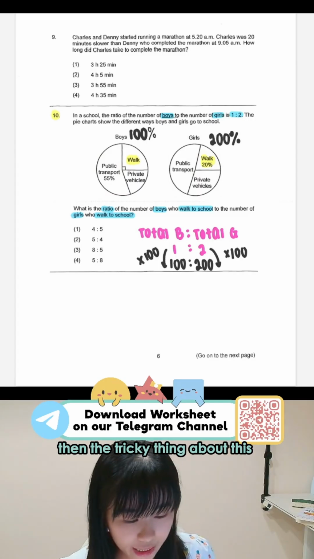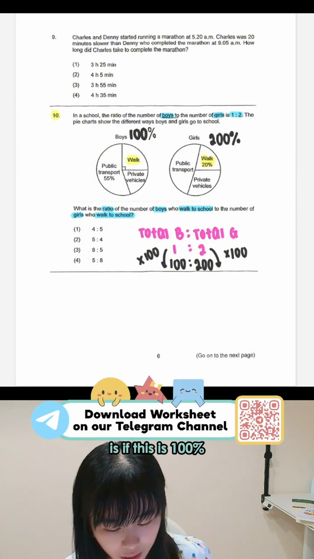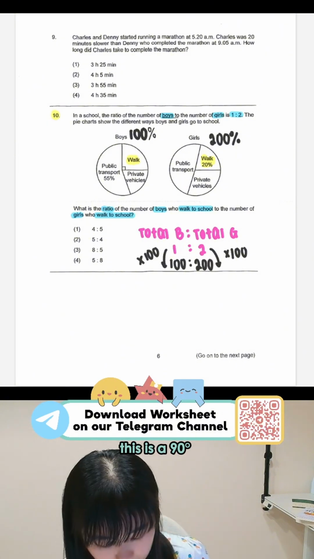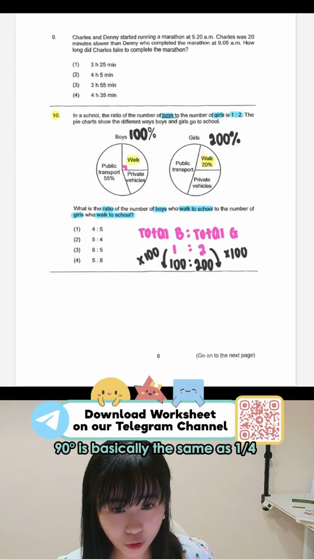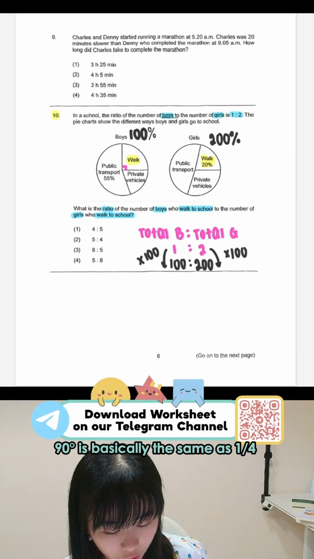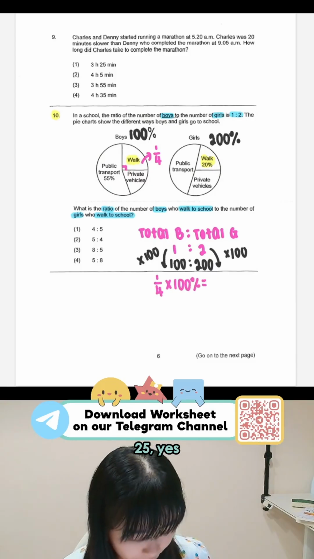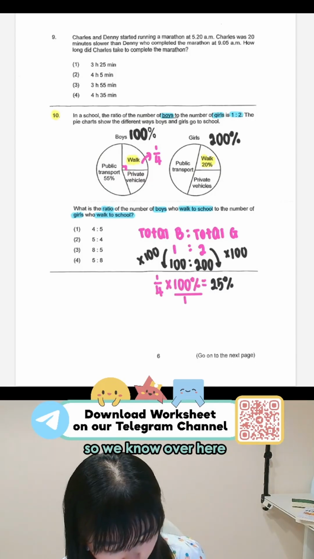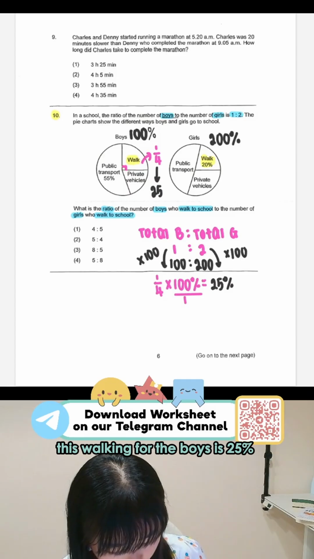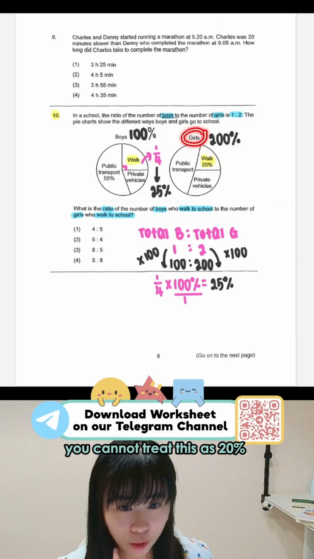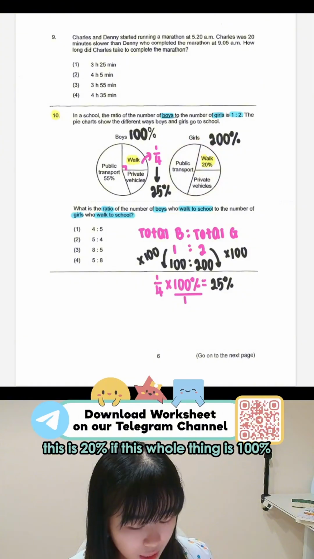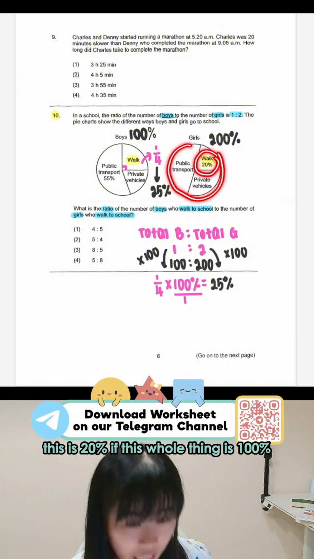Then the tricky thing about this is if this is 100%, this is 90 degree. 90 degree is basically the same as a quarter, right? A quarter of 100% is how many percent? Everybody? 25, yes. So we know over here, this walking for the boys is 25%. For the girls, you cannot treat this as 20%. This is 20% if this whole thing is 100%.